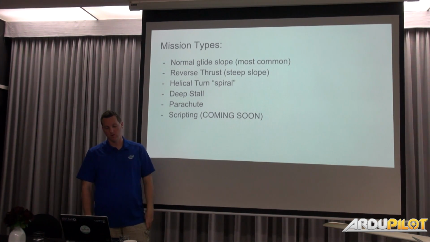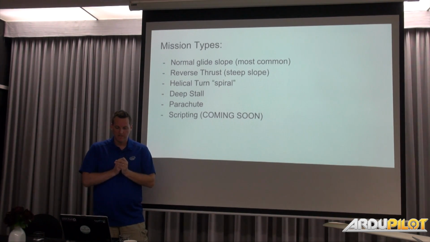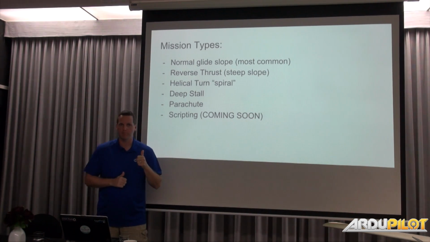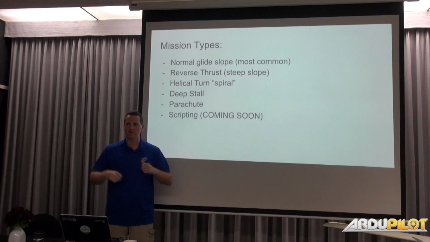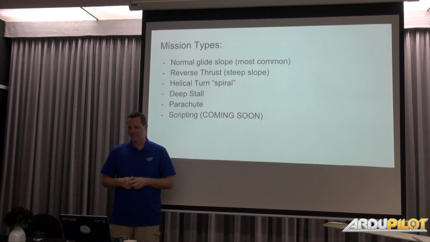Mission types. So, normal, which is the common one, reverse thrust, which I mentioned a little bit, the spiral, deep stall, and parachute, which I won't talk about, but it's kind of the punt option, where you just throw a parachute and, landed! That's pretty much all there is to it. There are different ways of packing all that, but you can just do that.